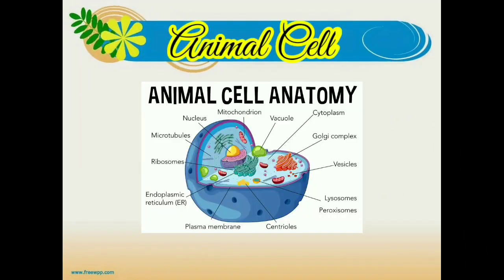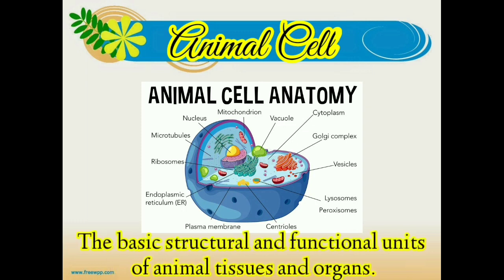The animal cell is defined as the basic structural and functional unit of animal tissues and organs. It is also a eukaryotic cell because it has membrane-bound organelles suspended in the cytoplasm, enveloped by a plasma membrane.